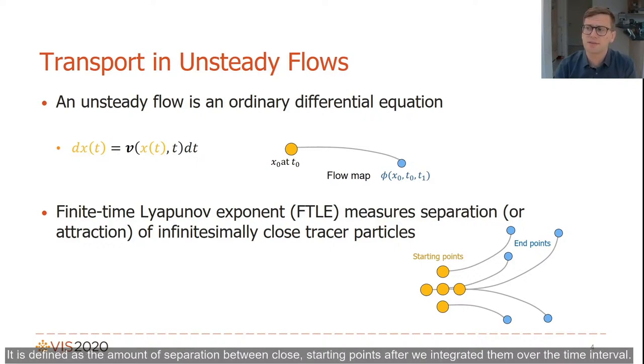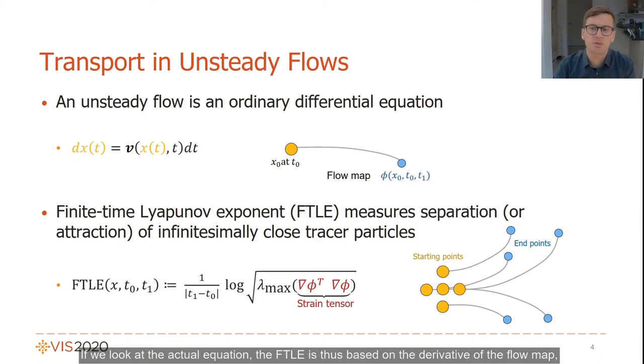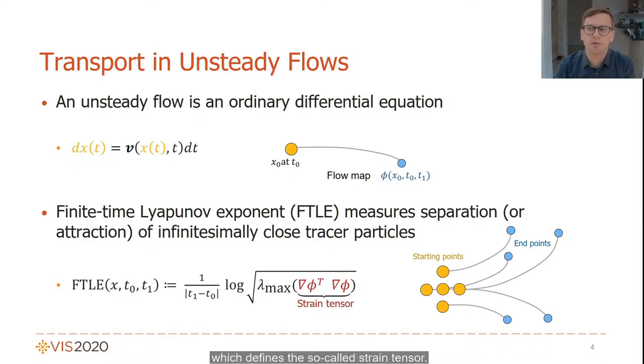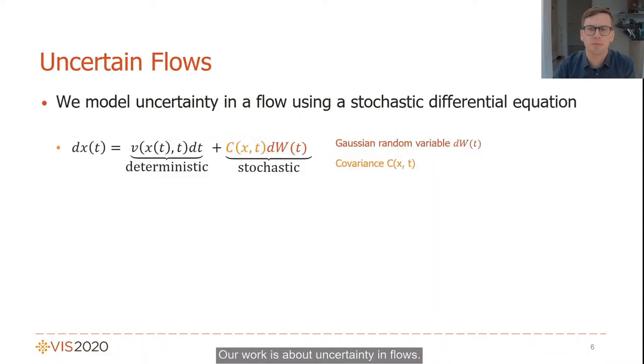It is defined as the amount of separation between close starting points after we integrated them over the time interval. If we look at the actual equation, the FTLE is thus based on the derivative of the flow map, which defines the so-called strain tensor. Let's look at some results on an analytic flow containing two counter-rotating gyres. Here, the FTLE shows regions with high separation, thus indicating barriers to transport of a material.